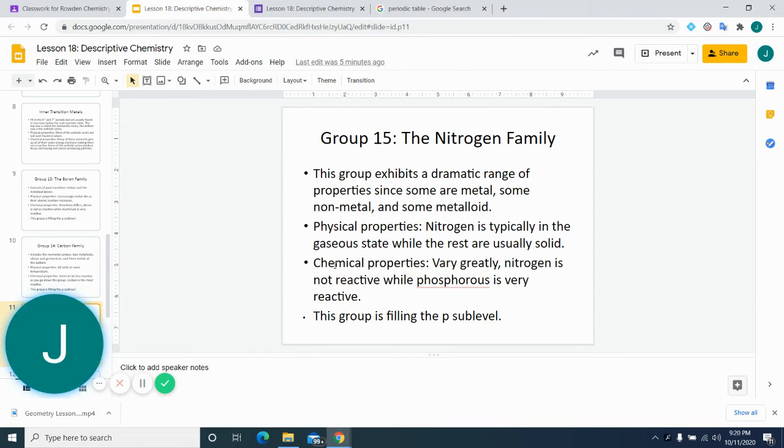And then the nitrogen family, they have a wide range of properties, just because this family consists of some metals, nonmetals, and a metalloid. So nitrogen is a gas, while the rest are typically solid. And like I said, the chemical properties vary greatly, and all of them are filling up the p sublevel.